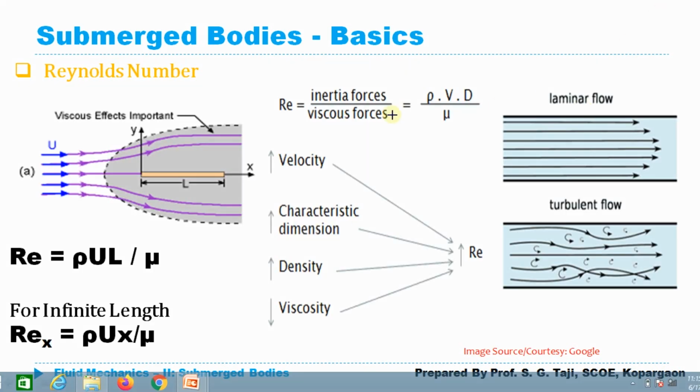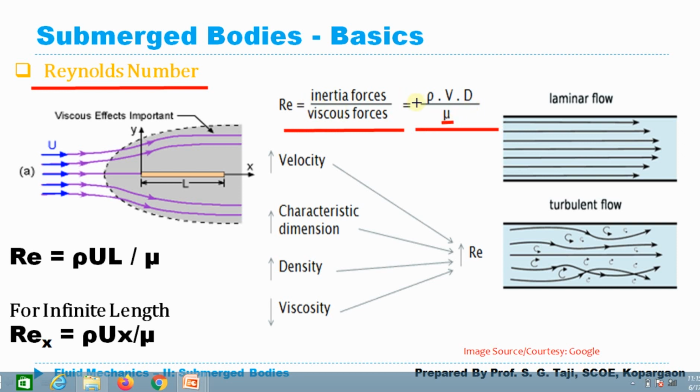Let's talk about the basics which are required to learn this particular unit. We will start with the Reynolds number. As we all know, Reynolds number is the ratio of inertia force to viscous force. So if I write the equation for Reynolds number for pipe flow, I can write it as rho V d upon mu, where rho is the density, V is the velocity, d is the diameter of the pipe, and mu is the viscosity.